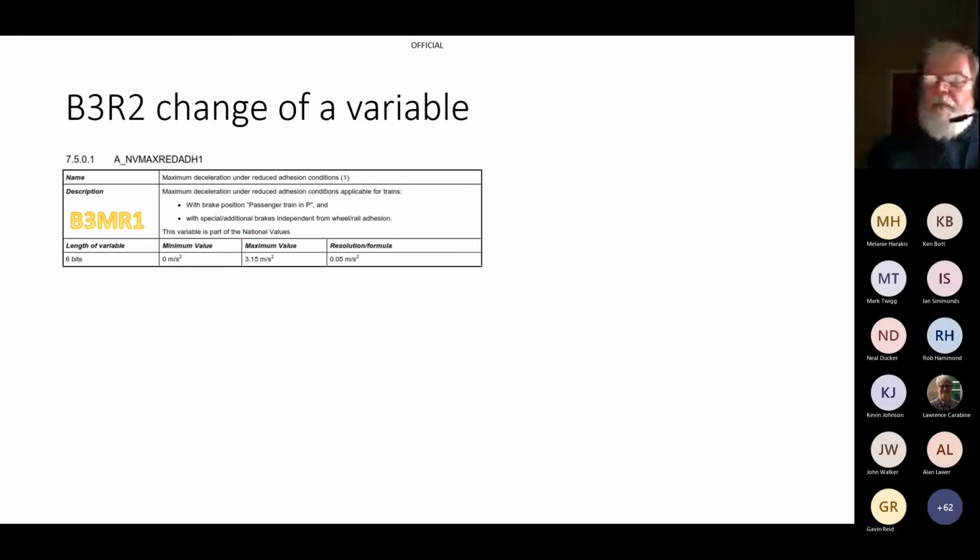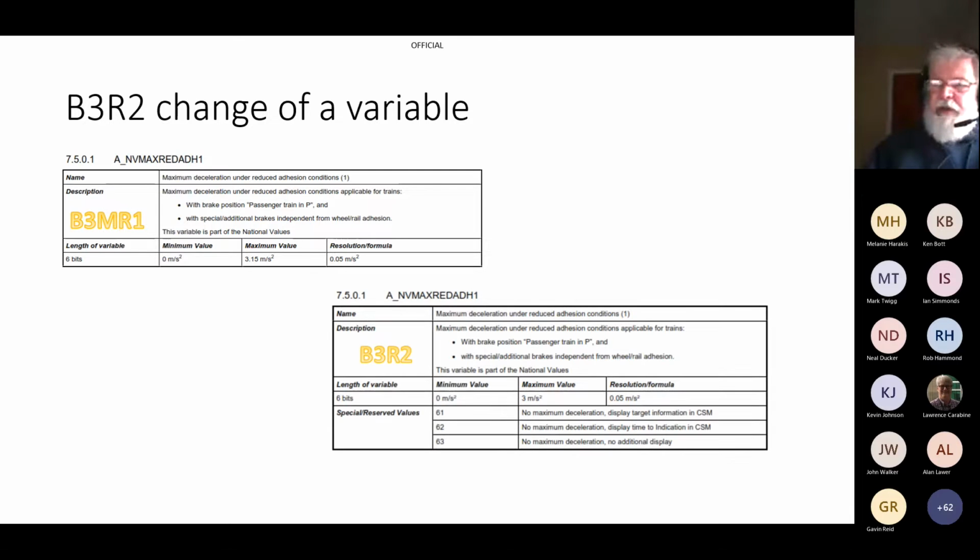So to take an example, one of the variables in the national value packet is NV_MAX_REDUCED_ADHESION_1. Bit of a mouthful. And in baseline 3, maintenance release 1, which was the first time this was introduced as a variable, it has a range from 0 to 3.15 meters per second squared, because it's a 6-bit binary number and the resolution is in 0.05 meter per second squared units. And you can see there are no spare values. All of the values are used, and that is how it works.